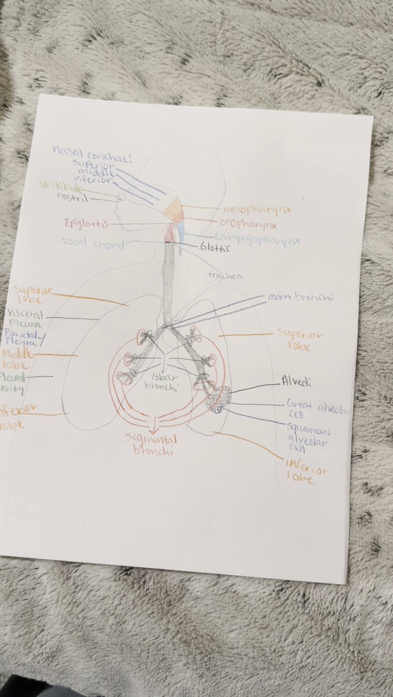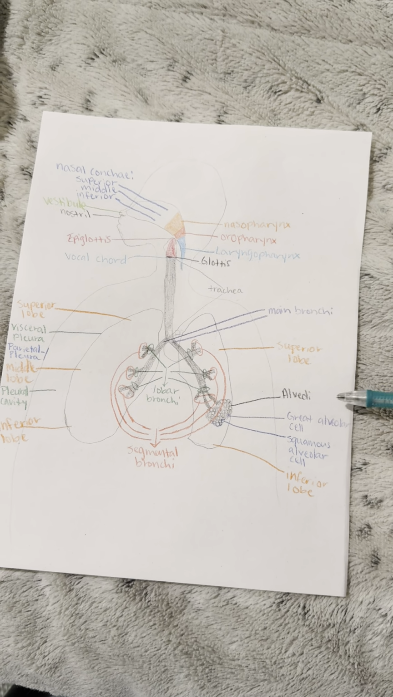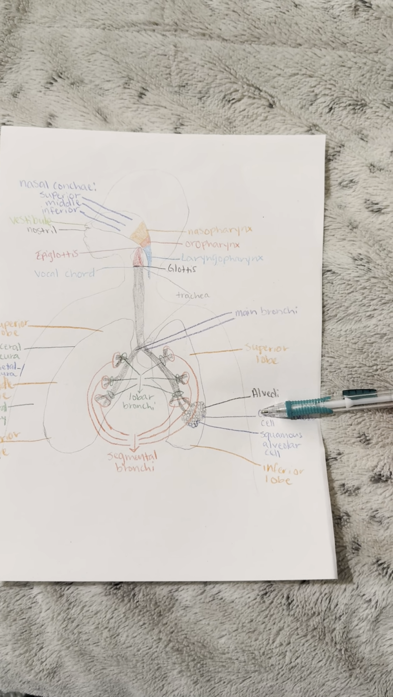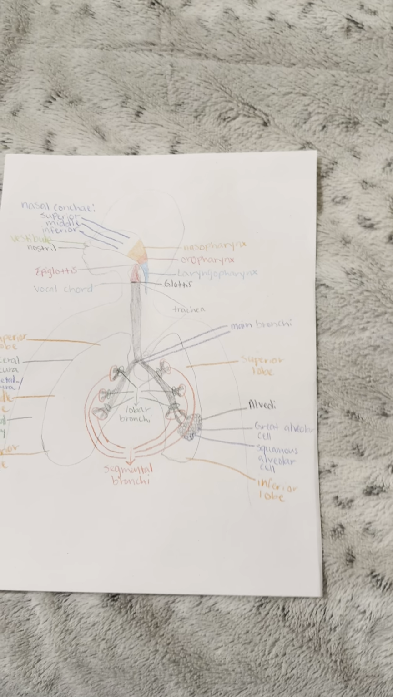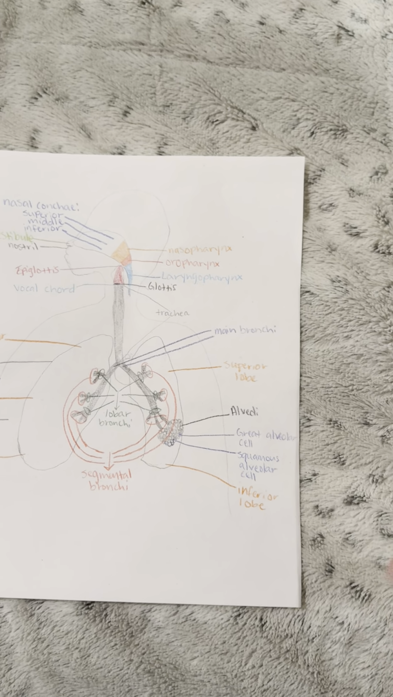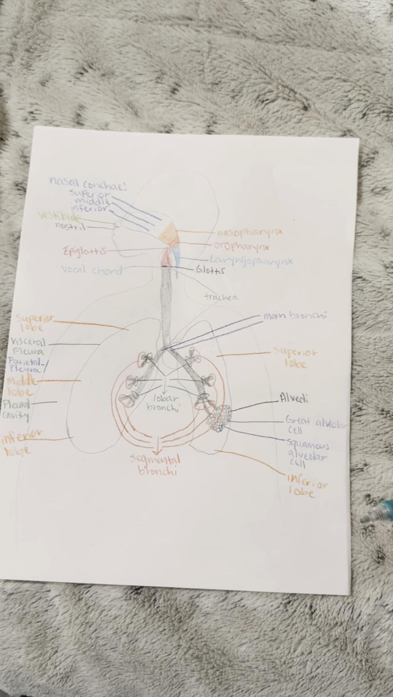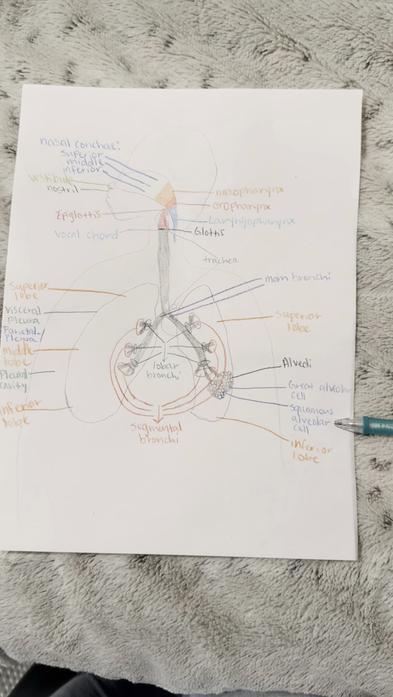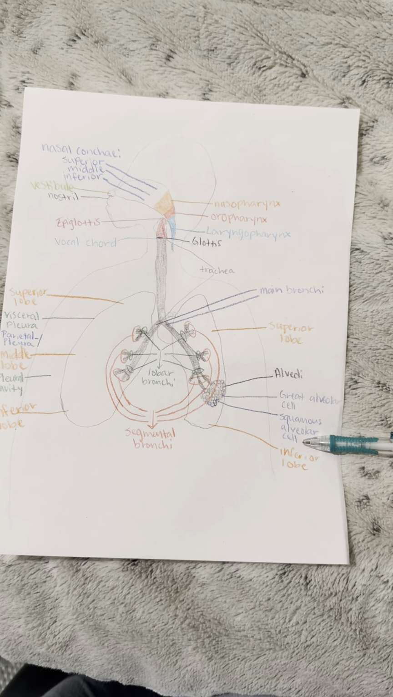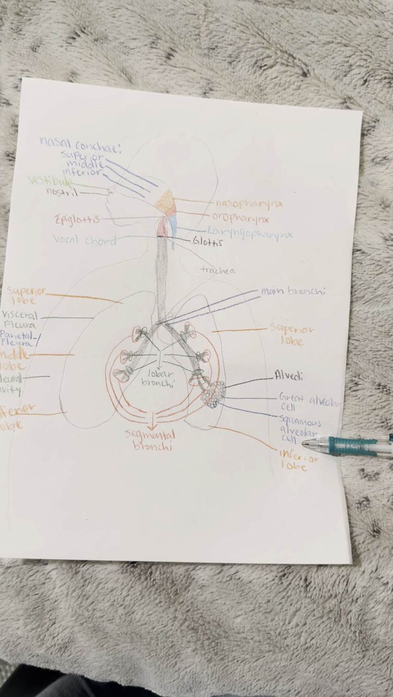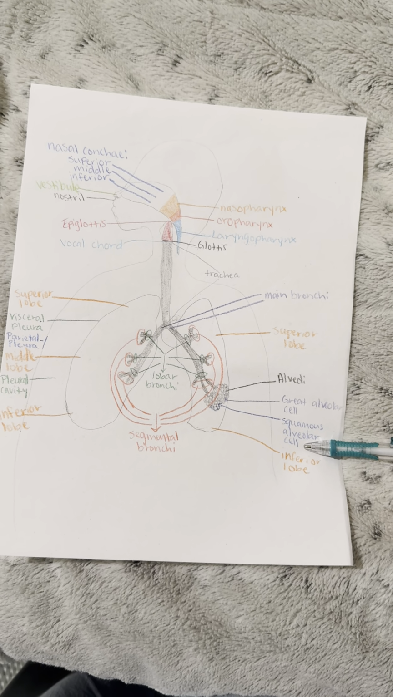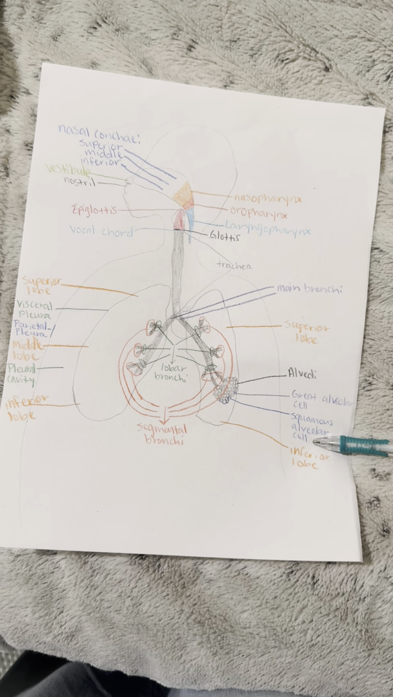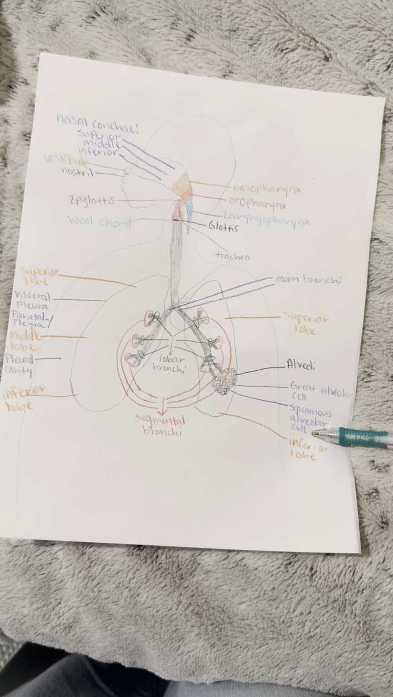Next, we have the alveoli, and this is where gas exchange will occur within the lungs. And then we have type 1 cells, which are also the squamous alveolar cells. And these cover about 90% of the alveolar surface area, and their thinness allows for rapid gas diffusion between the air and blood.